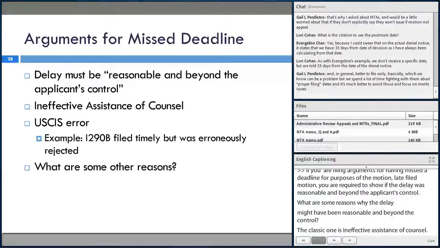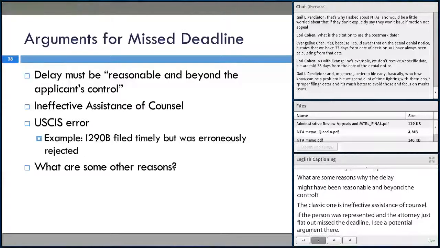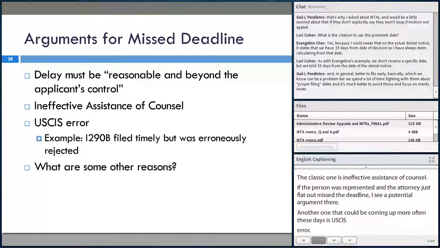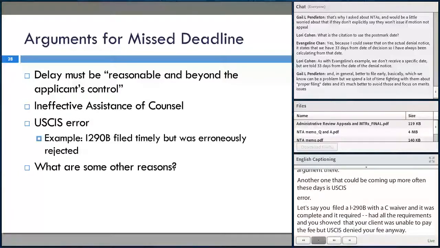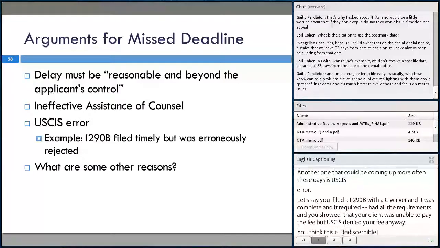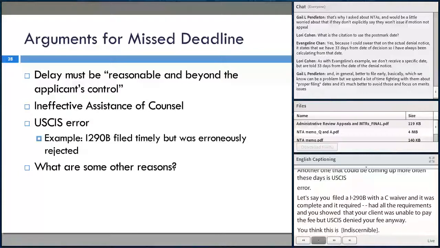Another one that could be coming up more often these days is USCIS error. So let's say you filed a 290B with a fee waiver. The fee waiver was complete. It complied with all the requirements. You showed all the evidence to show that your client was unable to pay the fee, but USCIS denied your fee waiver anyway, and you think this is erroneous. You could make an argument there that it was USCIS error in denying your fee waiver that caused the delay for the missed deadline.